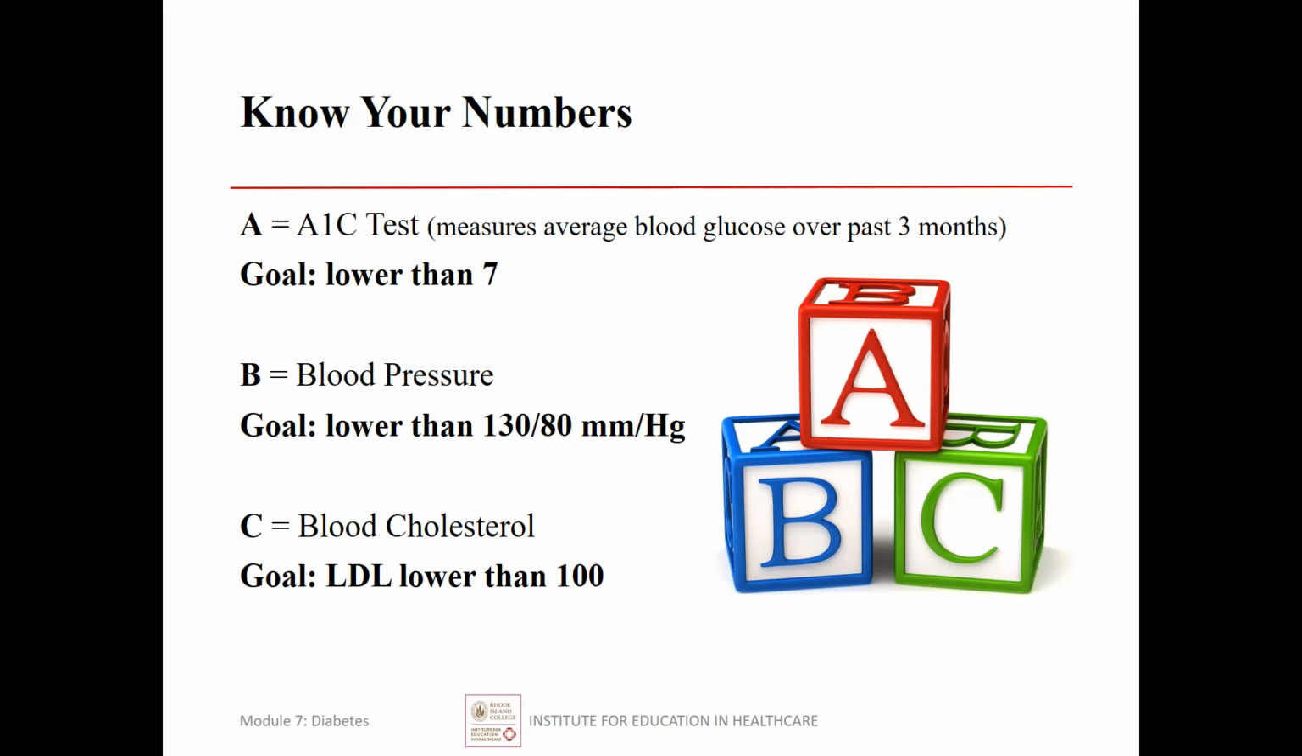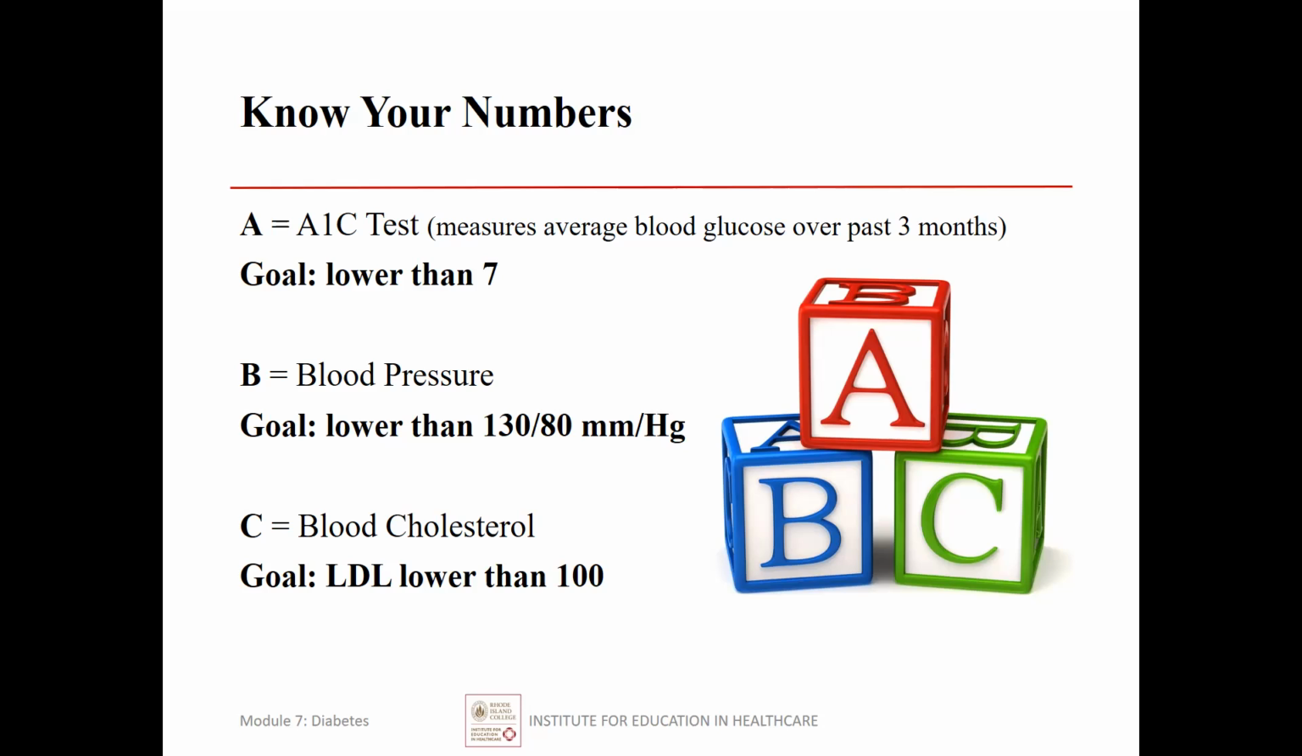The goal for blood pressure is to keep the blood pressure below 130/80. Because if the blood pressure gets too high, it makes the heart work harder and can cause a heart attack, stroke, and kidney disease. And it can be kind of a combined risk for some of those diabetes complications.